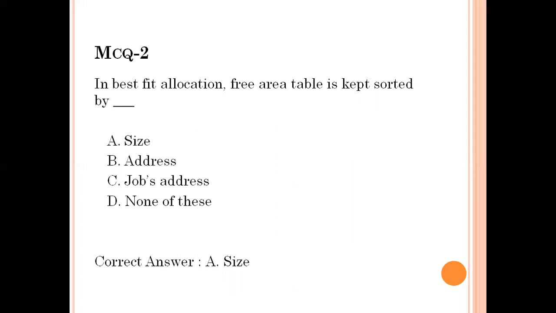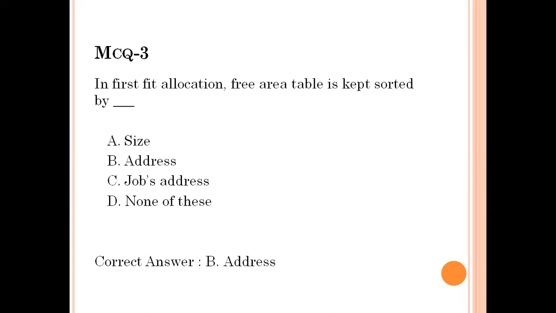In the best fit allocation, the free area table is kept sorted by: size, address, job address, none of these. In the case of best fit, it is kept sorted by size. In the case of first fit, it is kept sorted by location or the address. The correct answer is A.